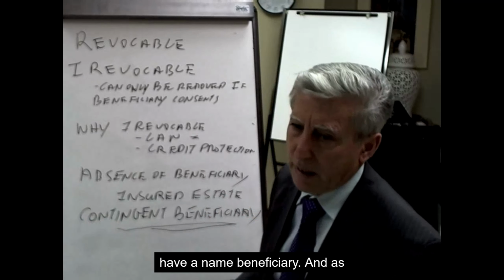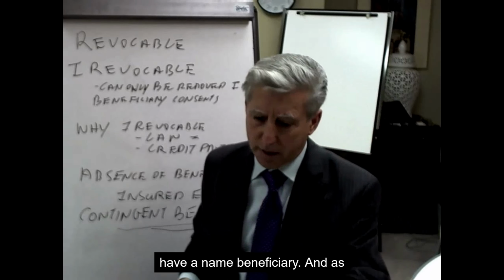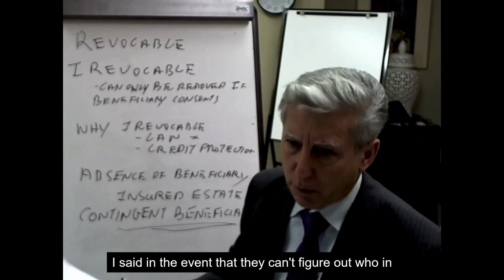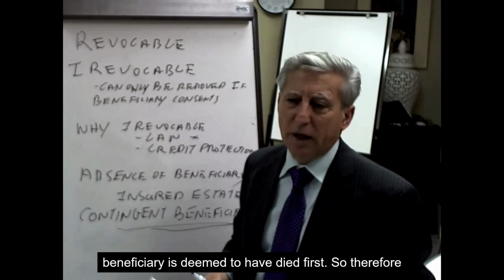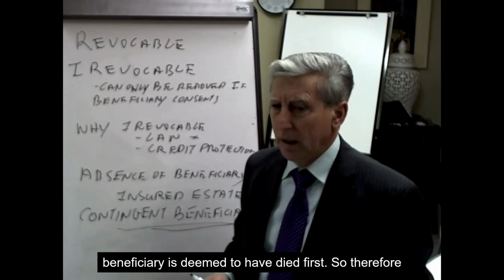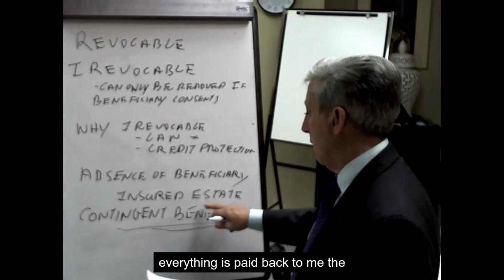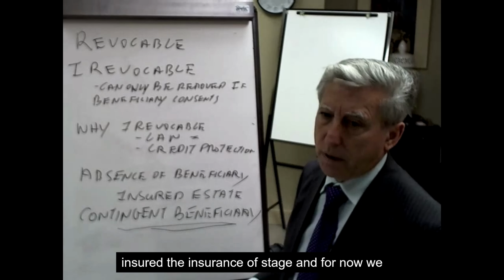Always have a named beneficiary. And as I said, in the event that they can't figure out who in fact died first, then automatically the beneficiary is deemed to have died first. So therefore, everything then gets paid back to me, the insured's estate.